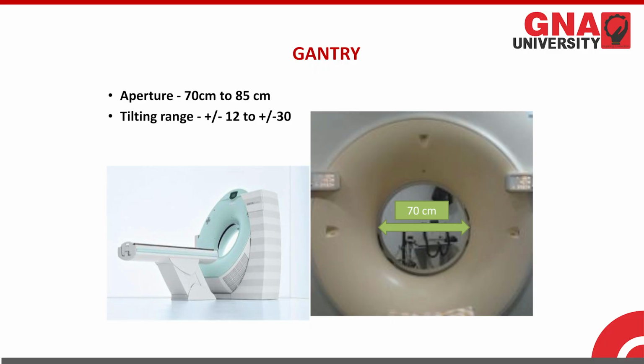Next, the gantry is able to tilt for some particular procedures. For that, the gantry is able to tilt forward as well as backward. The tilting range is between 12 to 30 degrees. Means 12 to 30 degrees it can lean forward and can lean backwards.